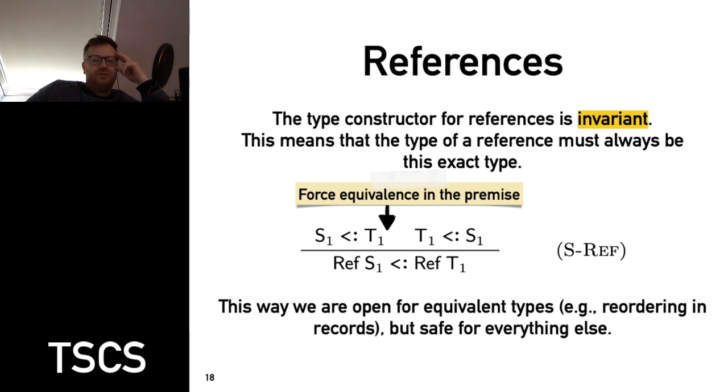So reordering of records is an equivalent type. So you can do reorderings, and the thing holds in the same way, but it is safe for everything else. So in references, you can do records with permuted fields because the permutation goes in both directions. However, you cannot use the width rule because this does not go in both directions. So pretty neat. Also holds for all the others.